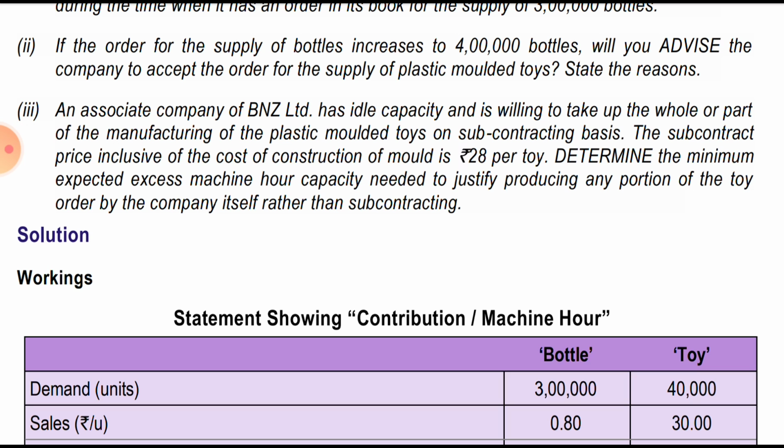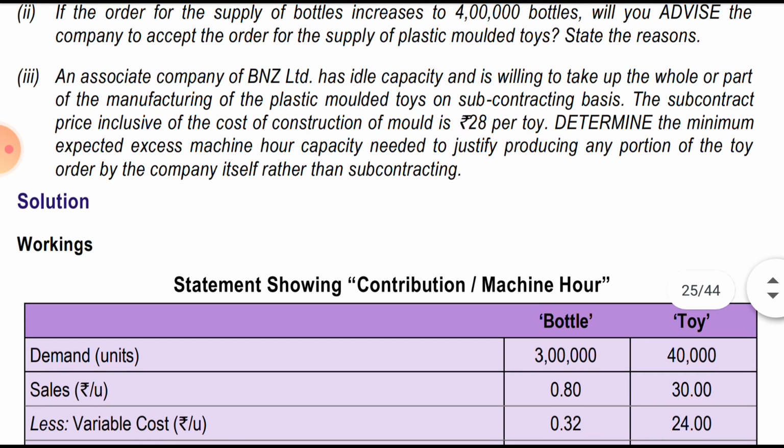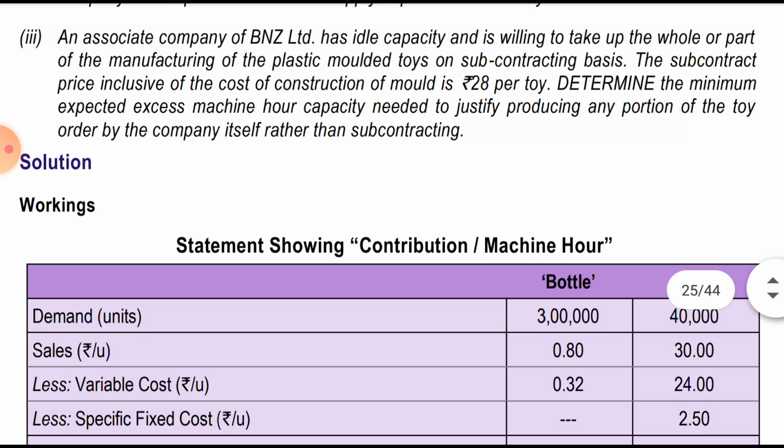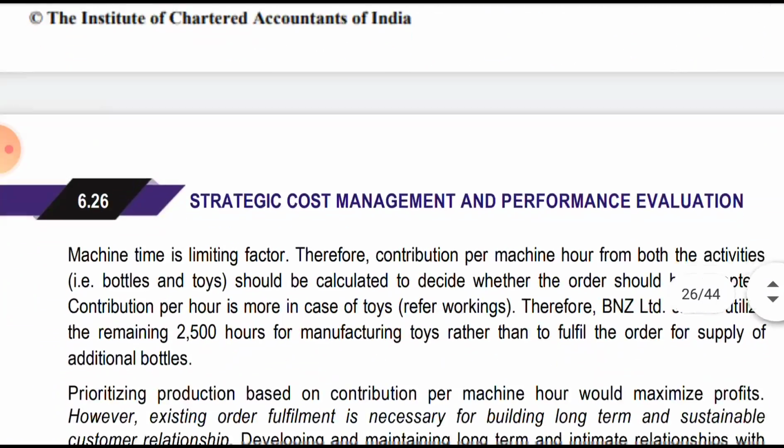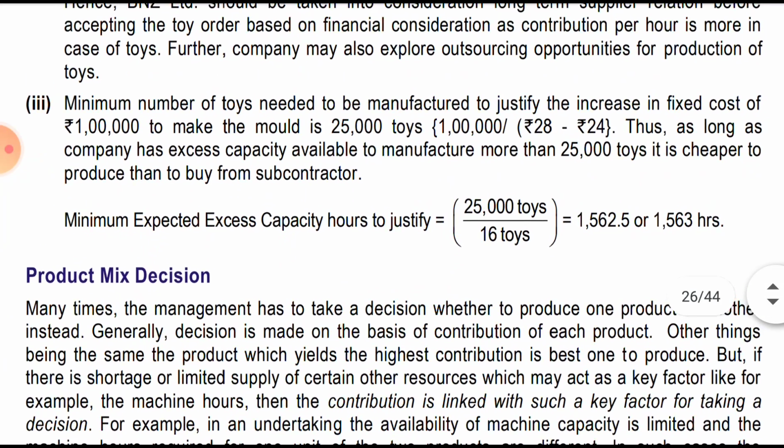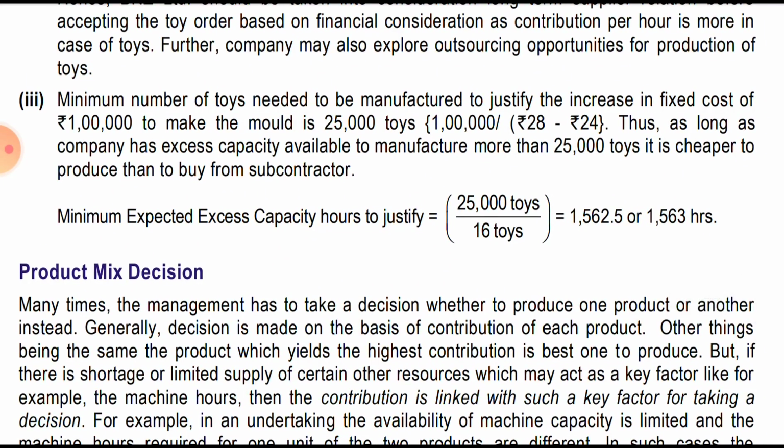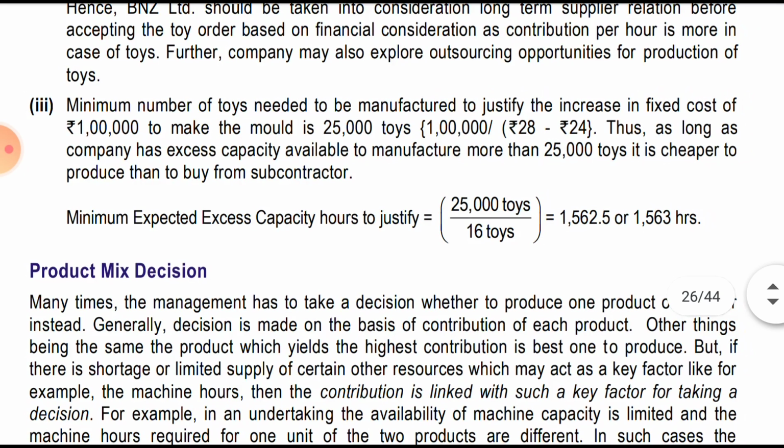So the subcontracting cost is 28 per toy. We have to find out the minimum expected excess machine hour capacity needed, so we need to find out the hours basically. Okay, so what we will do is find the minimum number of toys needed to be manufactured to justify the increase in fixed cost of 1 lakh to make the mold, which is 25,000 toys. Thus, as long as the company has the excess capacity available to manufacture more than 25,000 toys, it is cheaper to produce than to buy from the subcontractor.